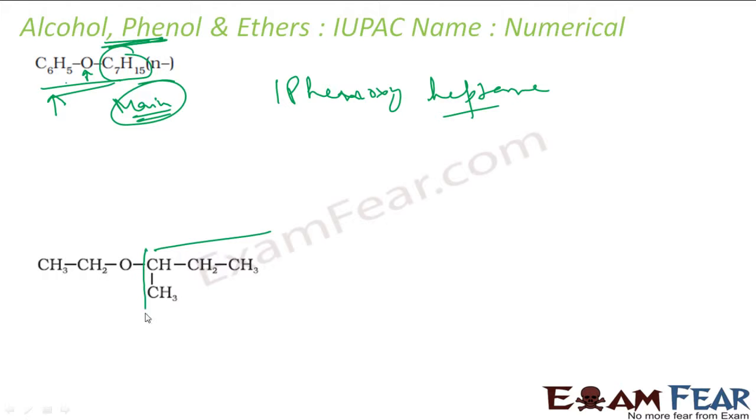Let's take this. This is my primary, 4 carbon. This is 2 carbon. So at 1, 2, 3, 4. At 2 I have an ethoxy group attached. So 2-ethoxy. This is butane.